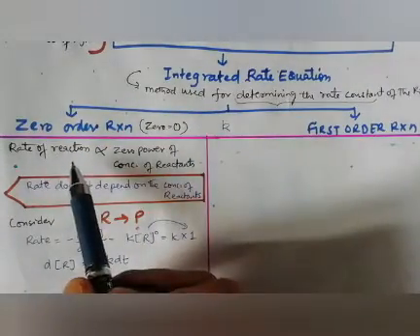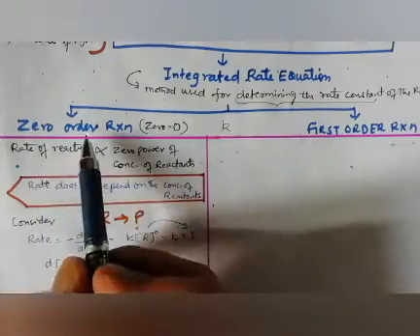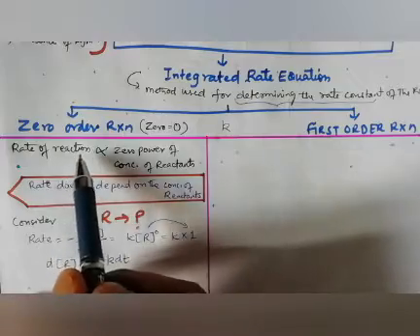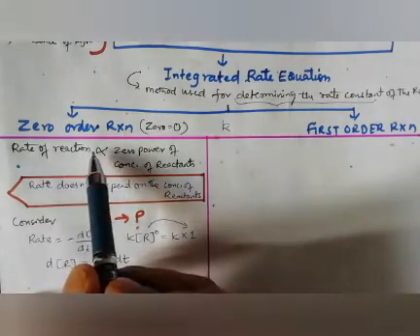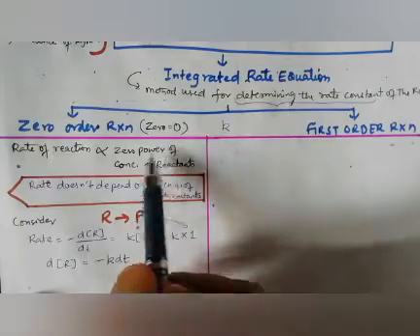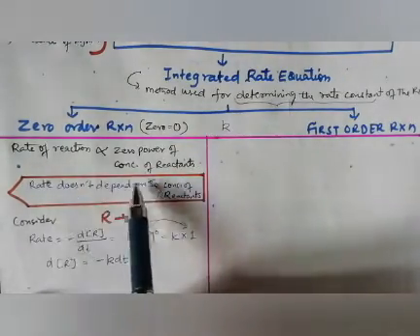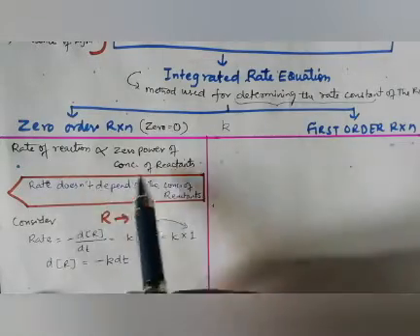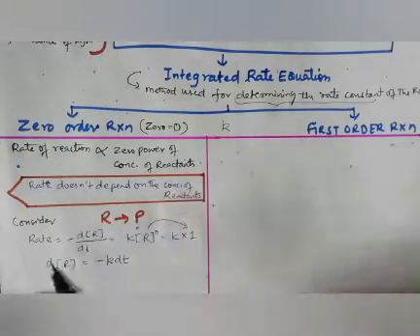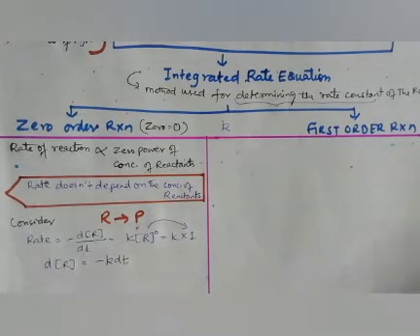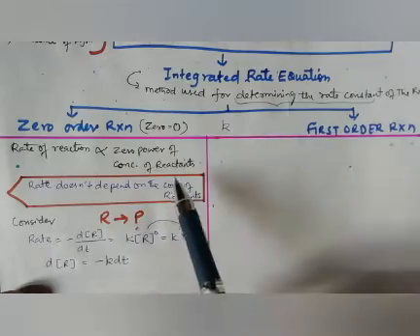So let's start with the zero order reaction. It is a reaction in which the rate of reaction is proportional to the zero power of the concentration of reactant. The rate doesn't depend on the concentration of reactant. Dear students, as we have discussed, how fast the reaction will be and how much time it will take totally depends upon the order of reaction.